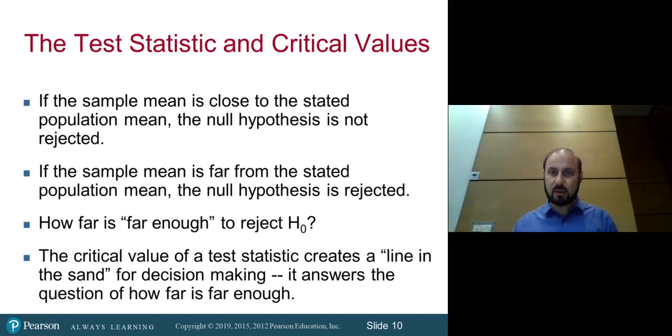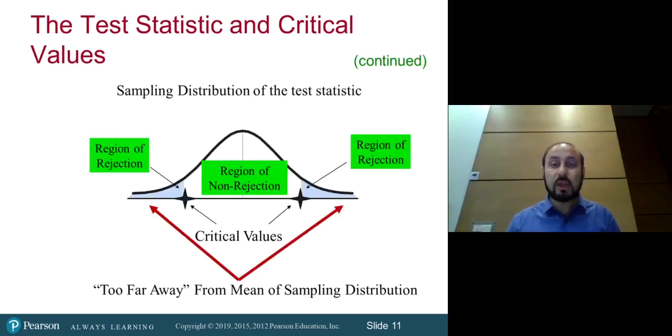So the question is, what is critical value? Do you know what is critical value? Of course, we have to find out. We have to know what is critical value. Only then will we be able to decide how far is far enough. So in order to know about our critical value, we have to understand some more things. Too far away from the mean of the sampling distribution, or very far, a little bit far.